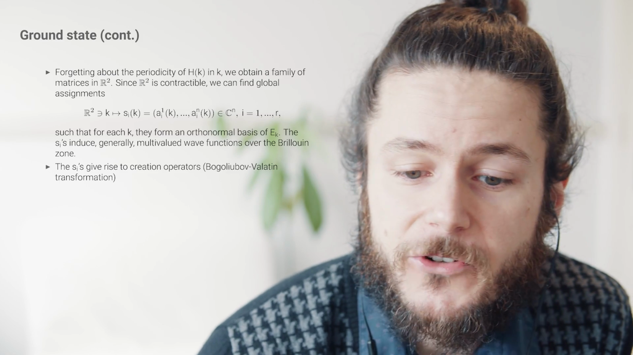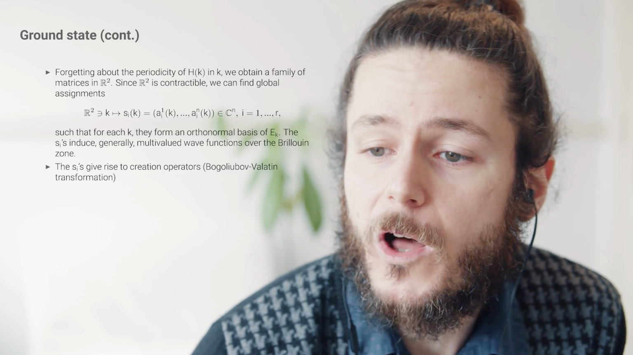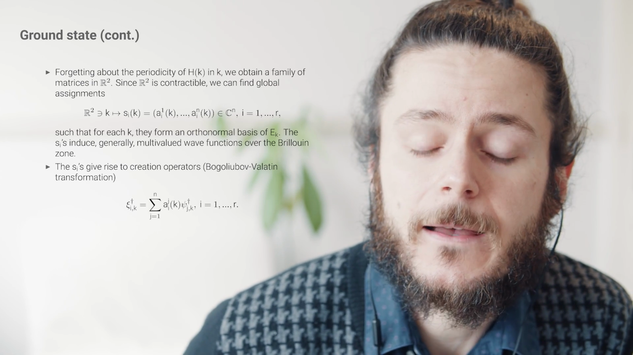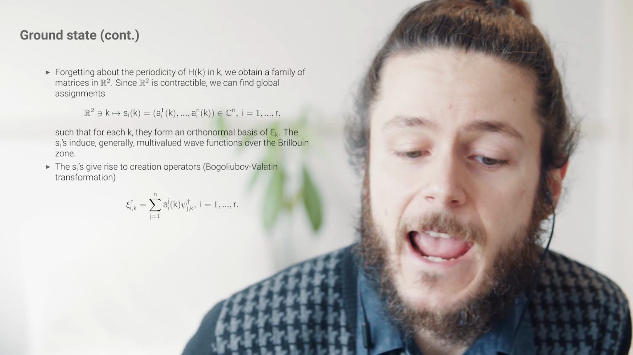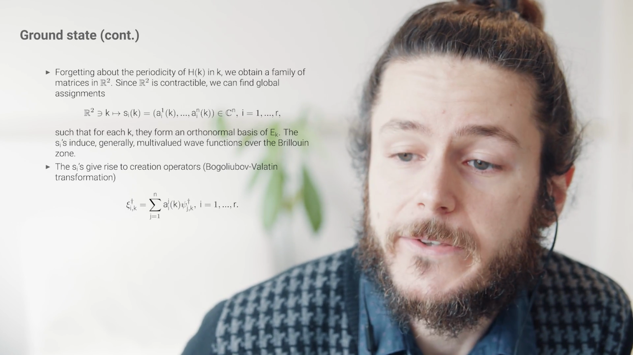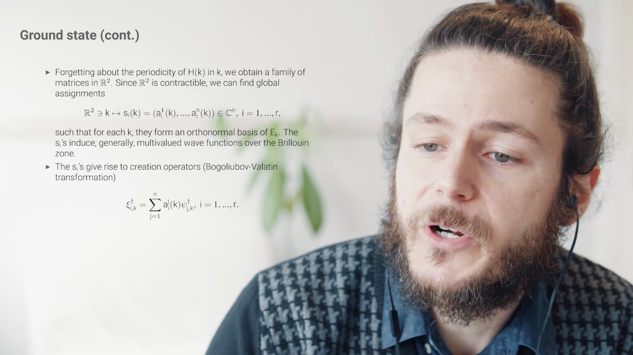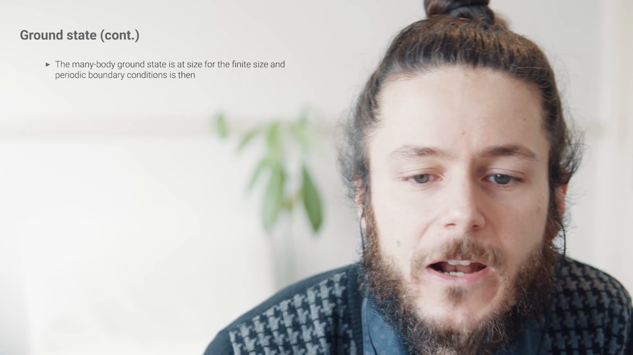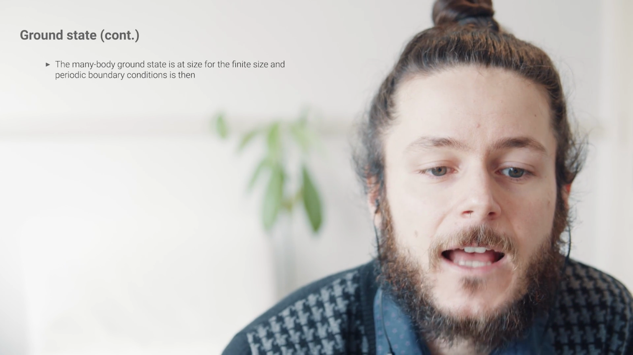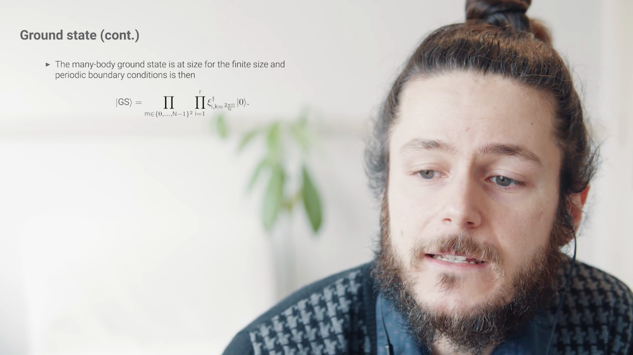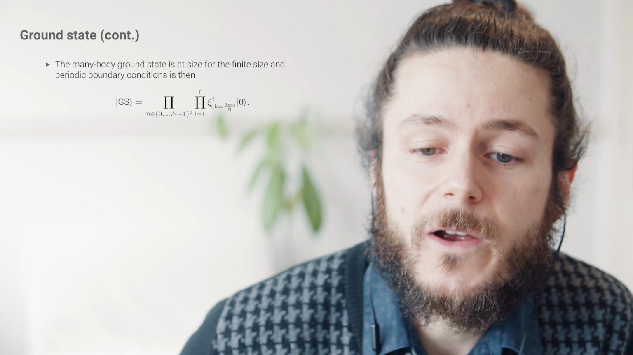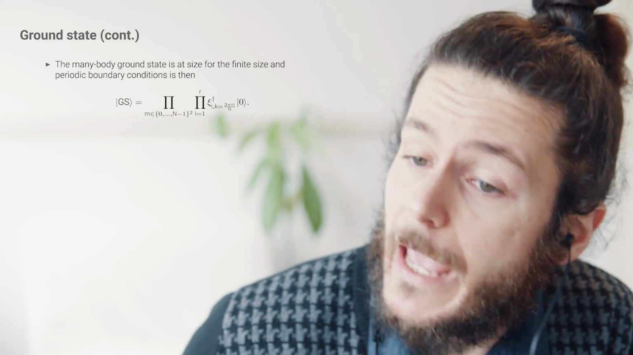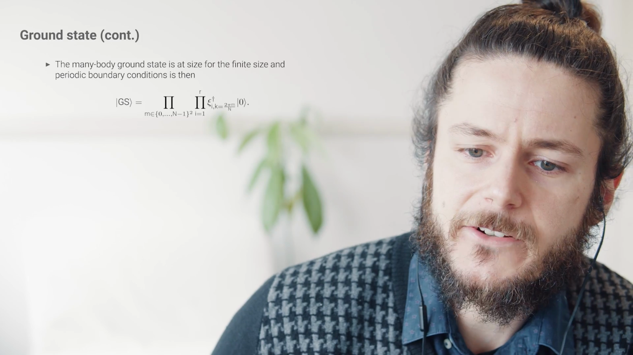The s_i give rise to creation operators, and this provides you with a Bogoliubov-Valatin transformation. So you take the coefficients that give you the expansion in the natural basis of C^n, and you define these creation operators. These creation operators diagonalize the second quantized Hamiltonian. Now, the many-body ground state, at size n and periodic boundary conditions, is given by the Slater determinant formula. So essentially I fill the R bands for every momentum k. And this here is the Fock vacuum.